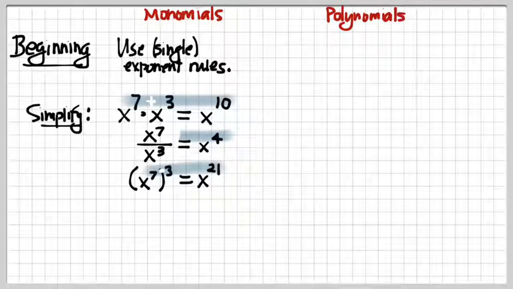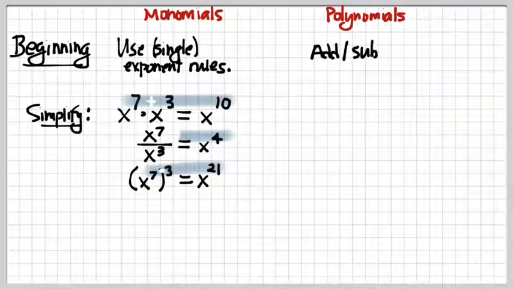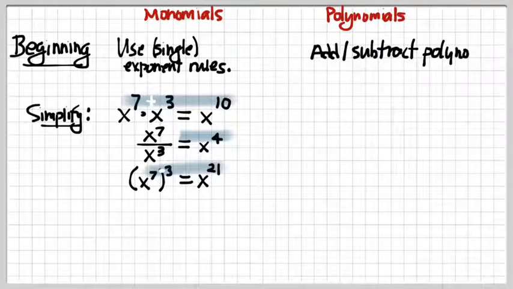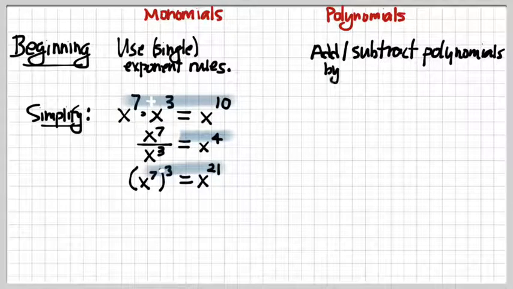Let's talk about the polynomial beginning level skill. At the polynomial beginning level, all that we're going to end up doing is add or subtract two polynomials. And the key skill here is combining like terms.